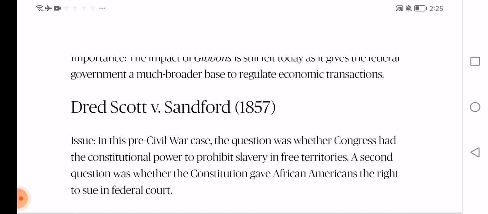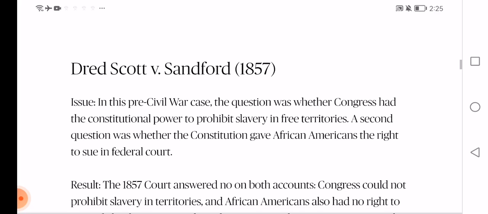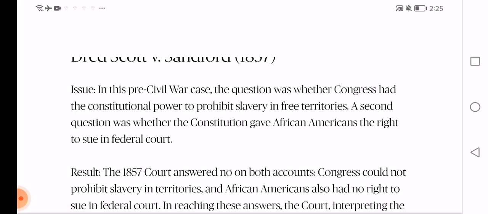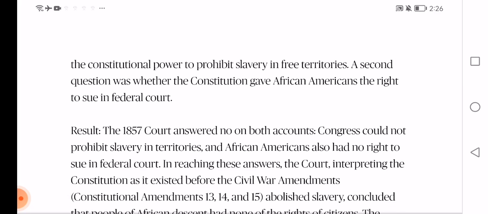Dred Scott v. Sandford, 1857. Issue: in this pre-Civil War case, the question was whether Congress had the constitutional power to prohibit slavery in the free territories, and the second question was whether the Constitution gave African Americans the right to sue in the federal court.